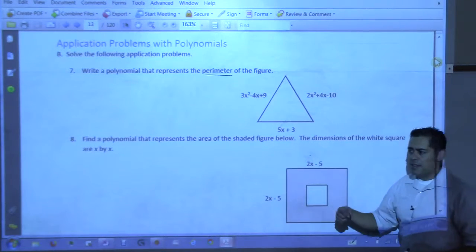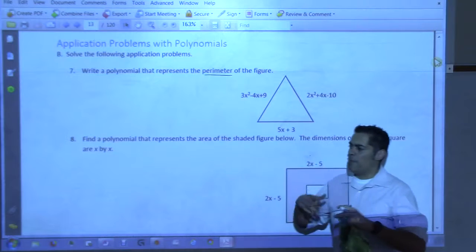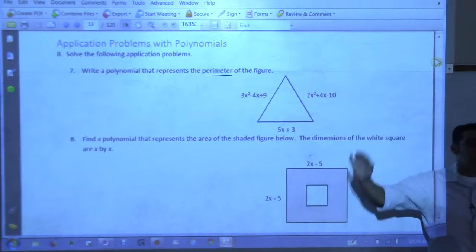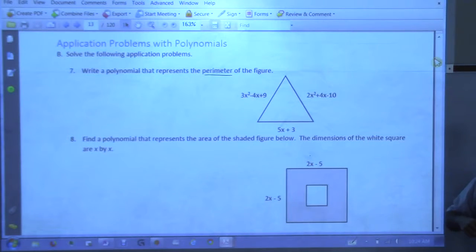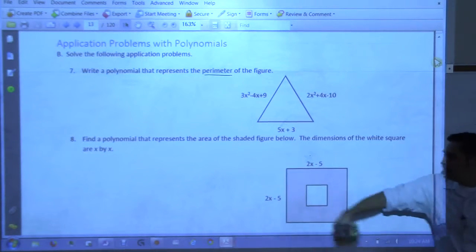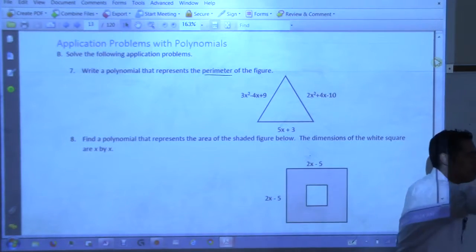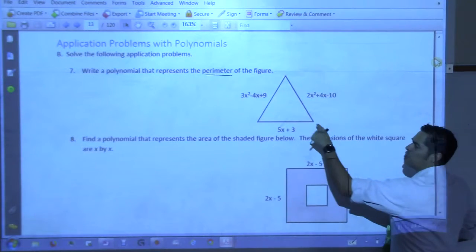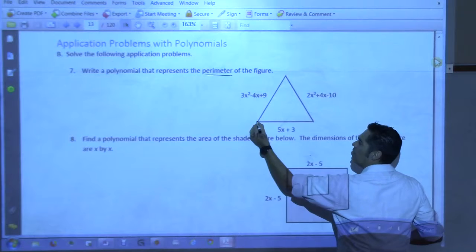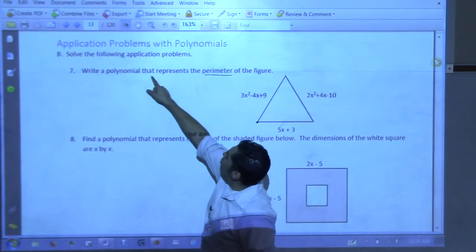All the sides added together. So it's basically the perimeter of anything is the distance around the object. So like if I want to know the perimeter of this room, I'd have to measure from that corner around to that corner, to that corner, to that corner, and back to that corner, and that would be the perimeter of the room.